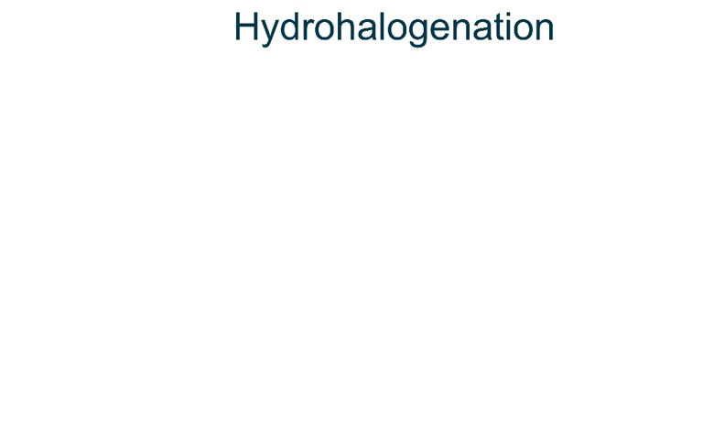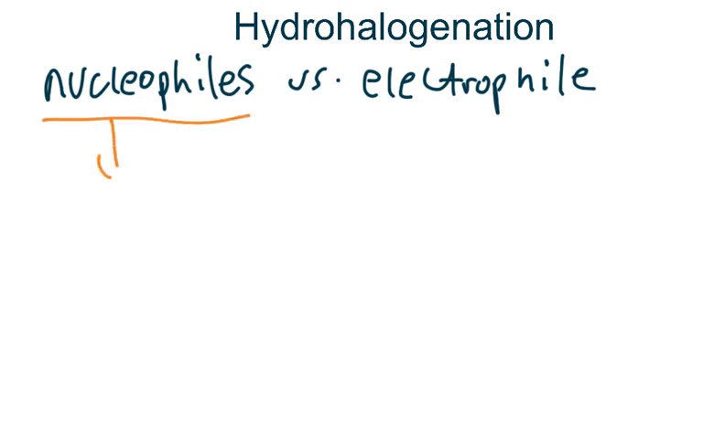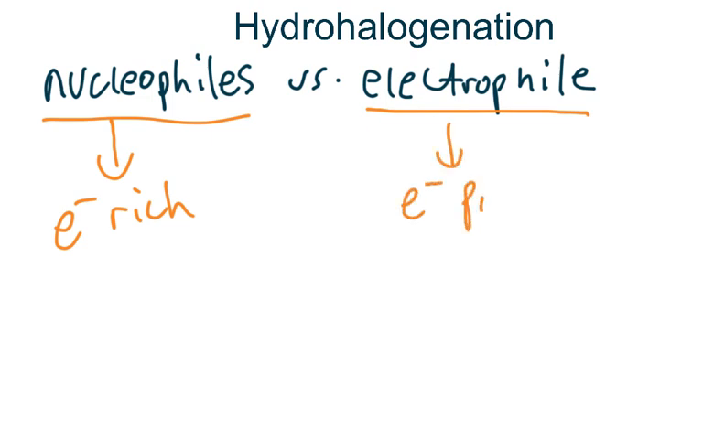So first thing we should be familiar with is the concept of nucleophiles versus electrophiles. A nucleophile is a molecule that's electron rich, or an area of a molecule that's electron rich. So just remember, nucleophiles are electron rich and electrophiles are electron poor.